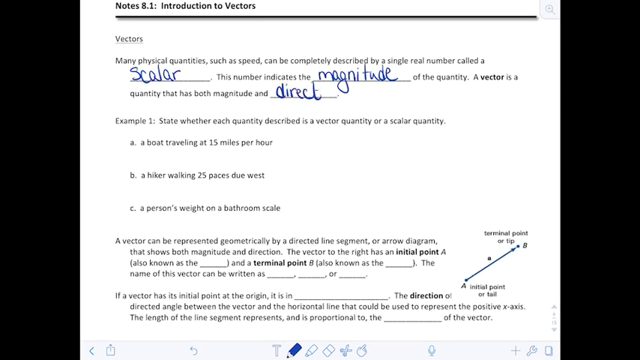So two characteristics, magnitude and direction. And we're going to see here in just a few minutes that magnitude can be speed, it can be distance, and it can be force. So first of all, in example 1, we're going to state whether each quantity described is a vector quantity or a scalar quantity. So we're looking for speeds and directions. Example A says a boat traveling 15 miles per hour. This is actually only going to be a scalar. There is no direction on this, just a speed.